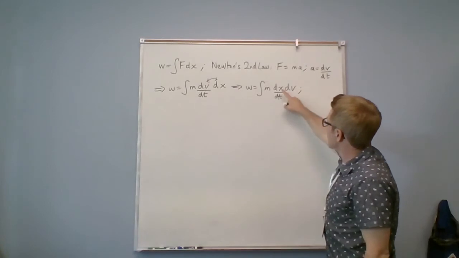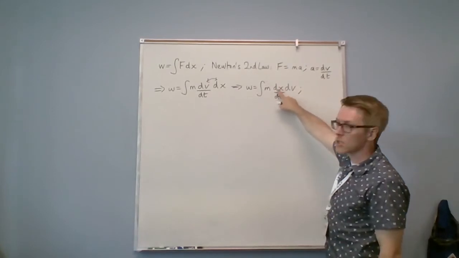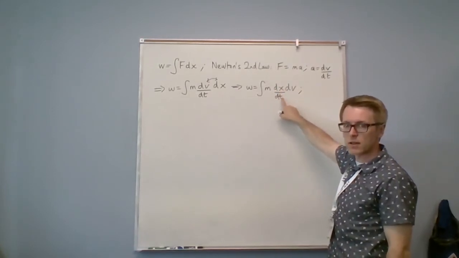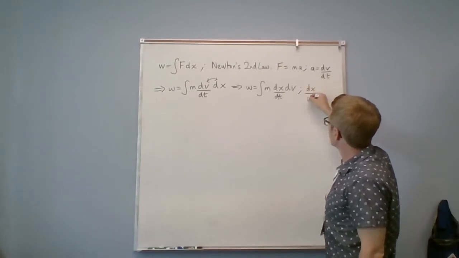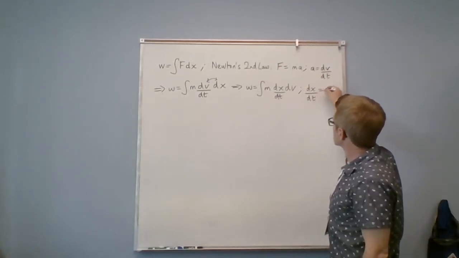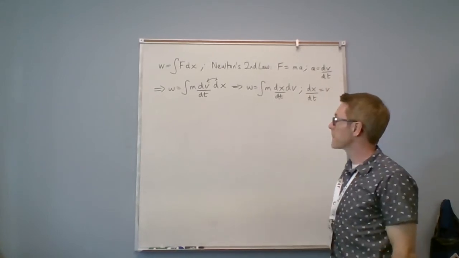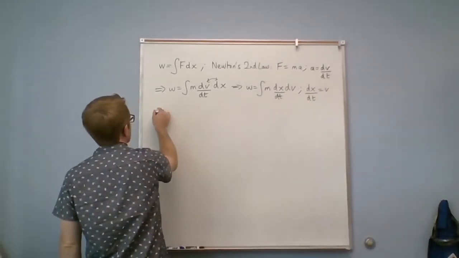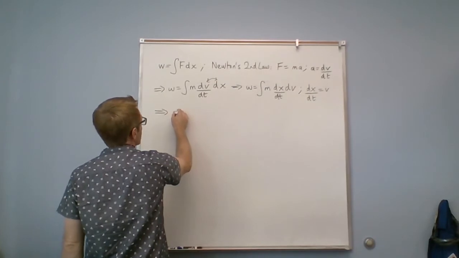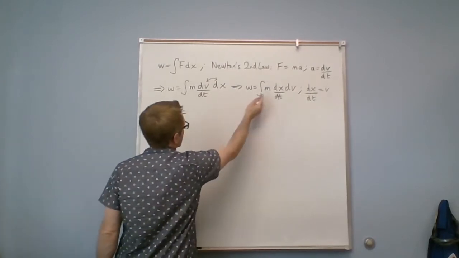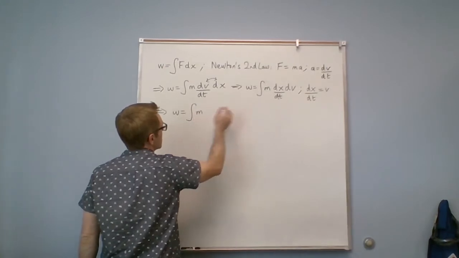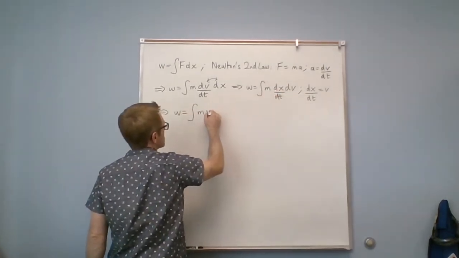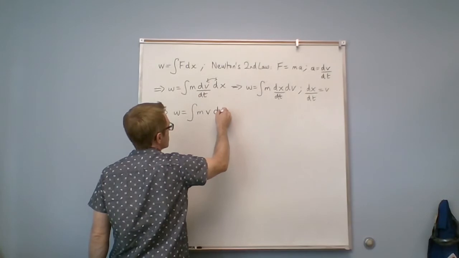And we notice now that dx over dt, this is the change in position per change in time. Well, the change in position per change in time is just velocity. So we can rewrite this as work is the sum of mass. This whole thing now becomes velocity, and then we have change in velocity.